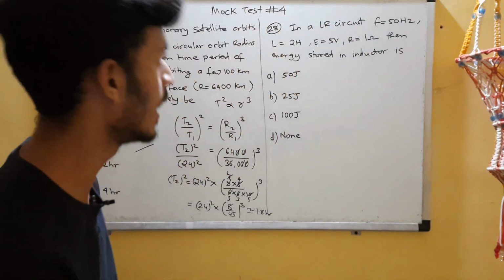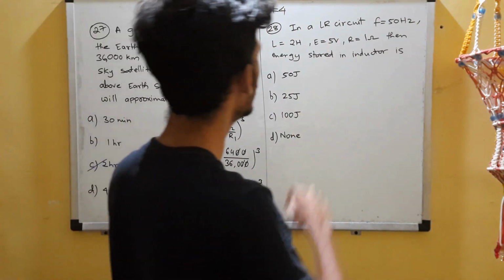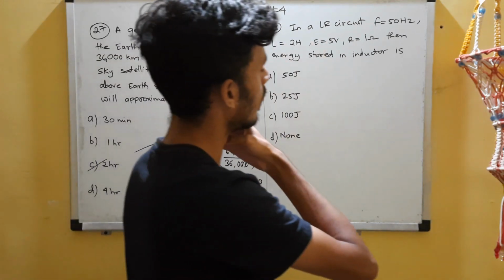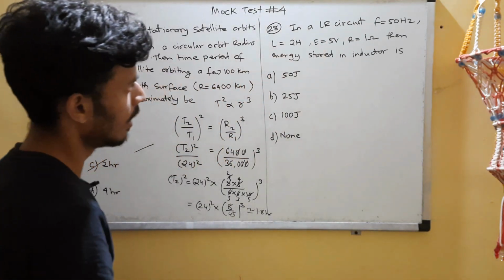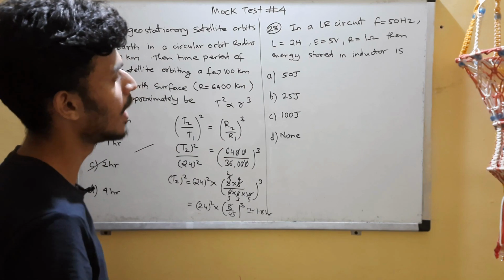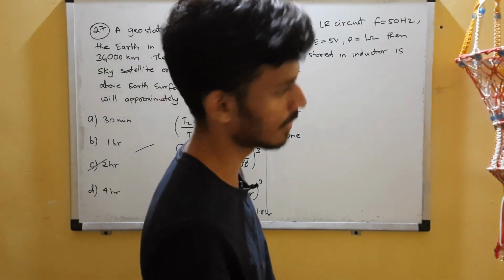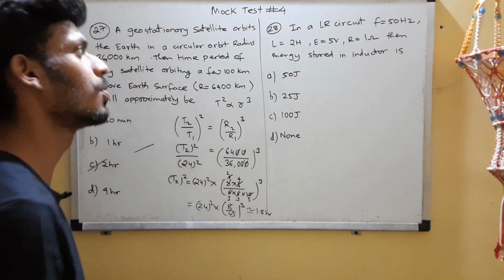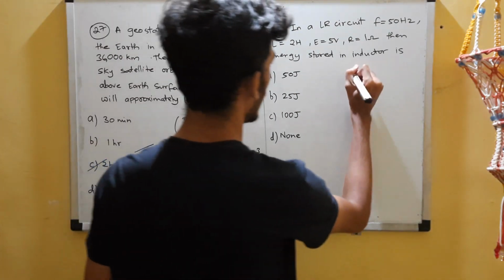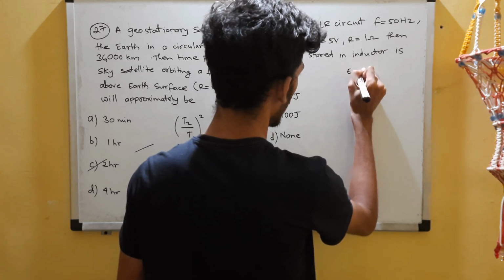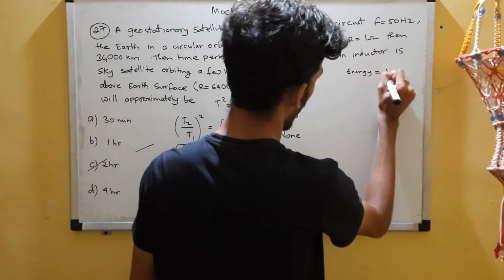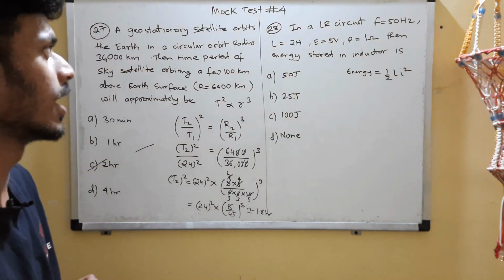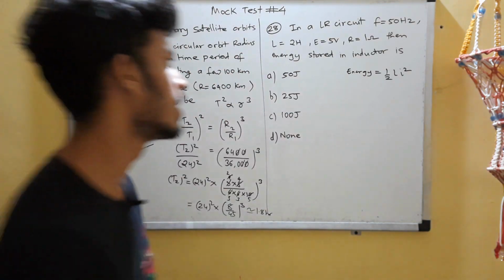We have an LR circuit. Frequency is given, 50 hertz. The inductance L is 2 Henry. E, basically the voltage of your battery, is 5 volts. R, the value of the resistance, is 1 ohm. So the energy stored in the inductor is quite simple. Energy stored in the inductor is given as half Li square, right? So for that we need the value of I. We already know L, we need the value of I.